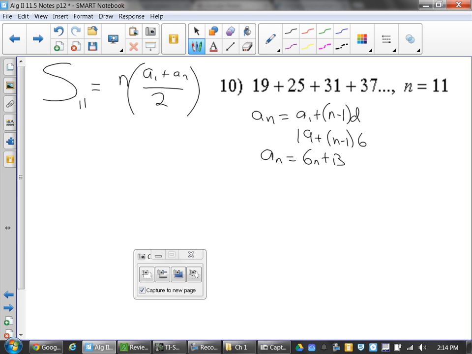The reason that I have to do that is because in the sum of an arithmetic series, they ask you for the 11th term. This will allow us to figure out what the 11th term is. The 11th term will be 6 times 11 plus 13. Is that 66 and 13 is 79? Oh, sorry, my bad. Okay.